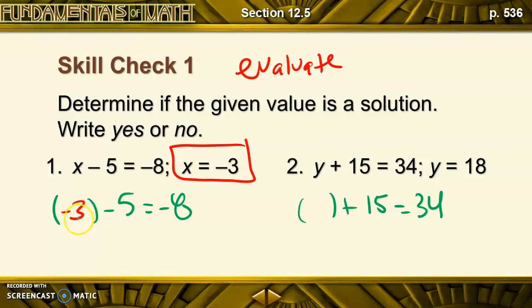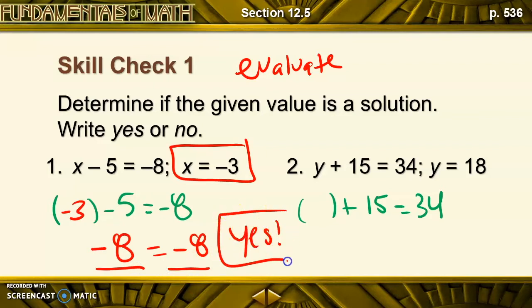So if I borrowed 3 apples from my neighbor, and then I had to borrow 5 more, how many did I borrow total? Well, negative 3 minus 5 is the same thing as negative 8. Then we answer the question, is it true? Does negative 8 equal negative 8? I would say yes. So is negative 3 a solution for x minus 5 equals negative 8? The answer is yes.